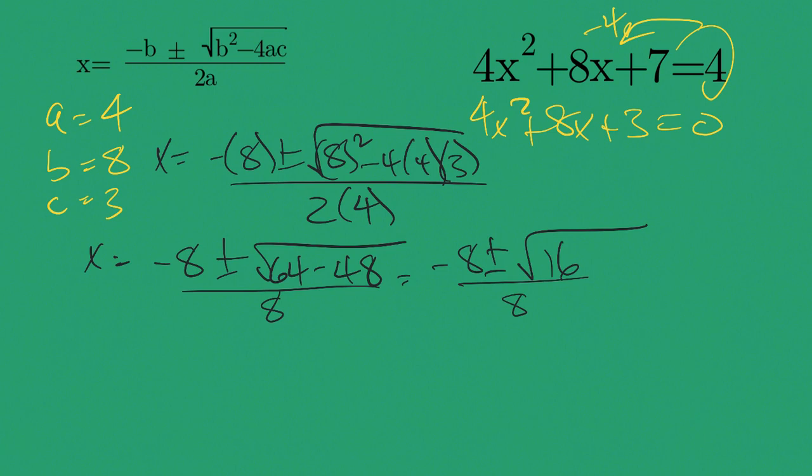Is 16 a perfect square number? Yes. What is the square root of 16? 4. So right here, we're going to go x equals negative 8 plus or minus 4 over 8. If that number under the radical is a perfect square, take the square root of it. Square root of 16 is 4.